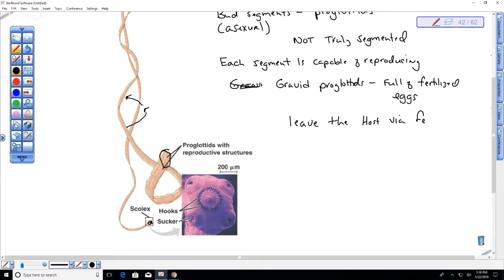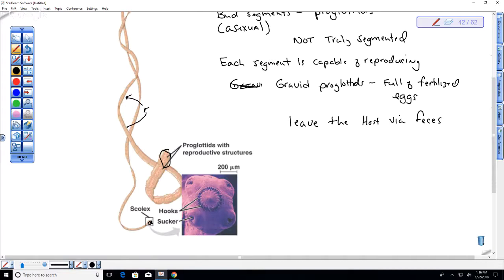Sometimes you can notice this on a dog or a cat, right? They look like little specks of rice, but if you look at them really carefully, you can see them moving. They're just these little segments that drop off and wiggle a little bit. But they're super, super resilient so that they do not die, and they can stay in the soil for long periods of time as well.